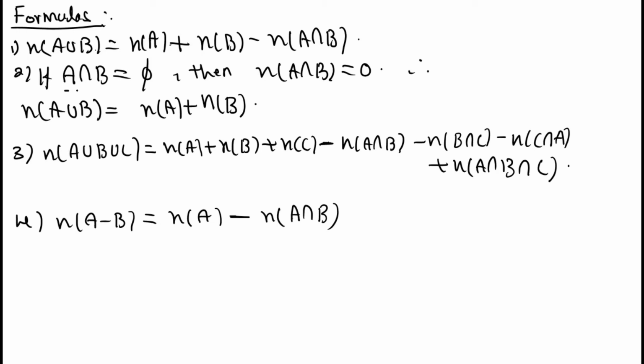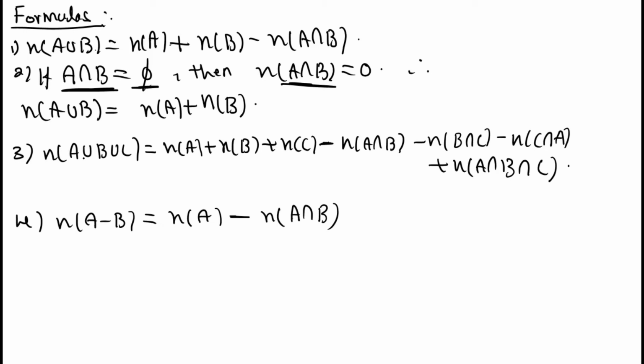The second formula: if A intersection B is equal to the empty set, then we know the number of elements in that empty set is equal to 0. In that case, n of A union B equals n of A plus n of B, that means the number of elements in A plus the number of elements in B. If A intersection B is not equal to the empty set, then n of A union B is equal to n of A plus n of B minus n of A intersection B. If A intersection B is equal to the empty set, then n of A union B is equal to n of A plus n of B.